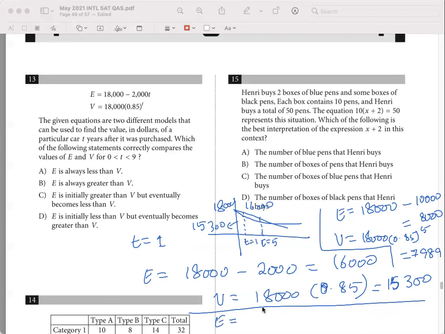So E is going to be 18,000 minus, at t is equal to 8, is 16,000, right? So that's 2,000, and V will be 0.85 to the power 8, and that multiplied by 18,000. Right, so now it's higher. Now it's 4,905. So we notice that initially E is greater, but eventually E does become less than V. So that's option C.